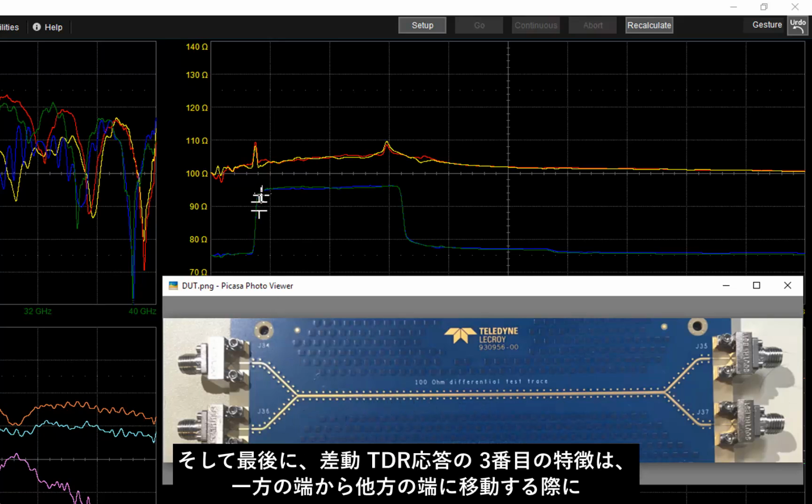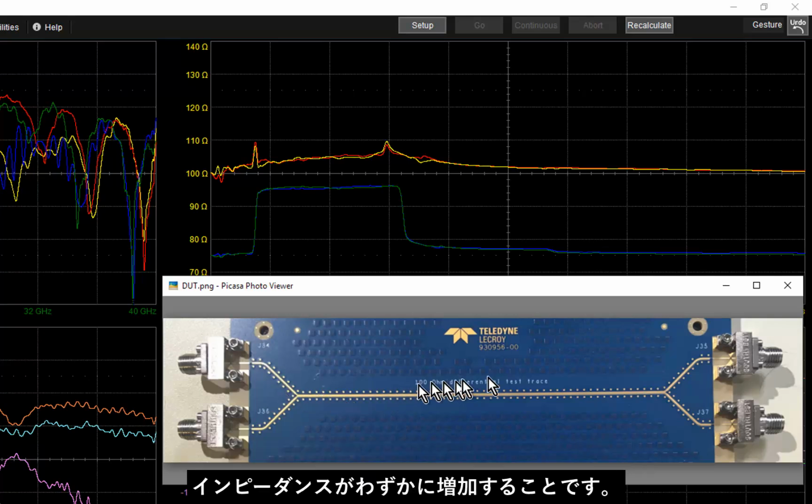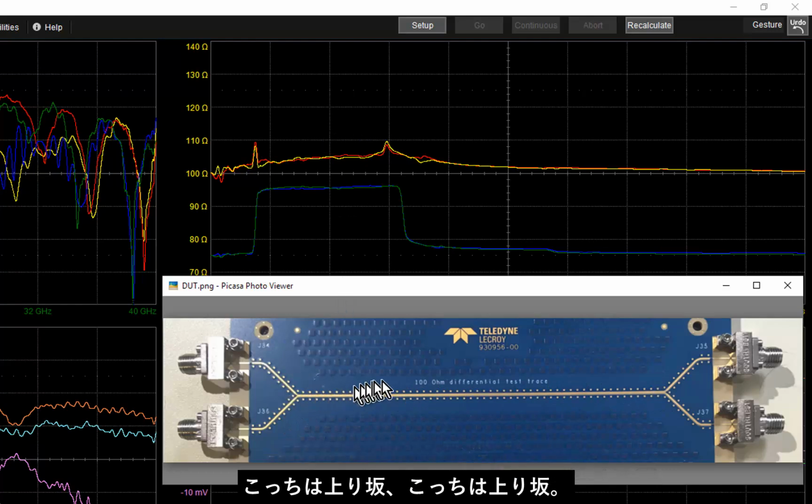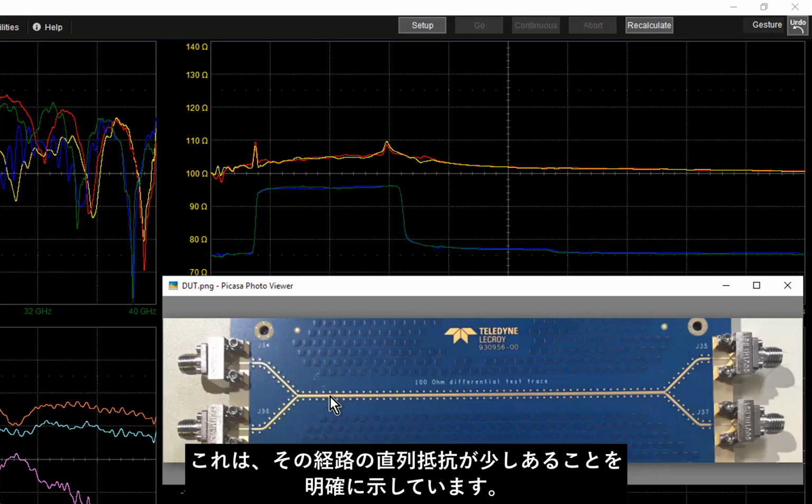And then lastly, we see the third feature in the differential TDR response is that slight increase in impedance in going from one end to the other. And as we saw with the single-ended response, it's uphill in both directions. It's uphill looking this way, it's uphill looking this way. And that's a clear indication of a little bit of series resistance down that path.